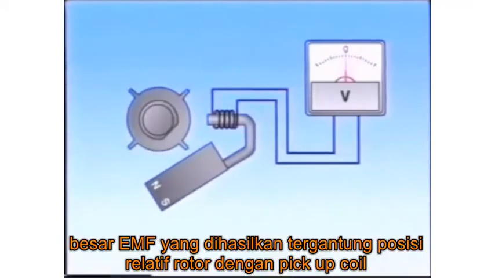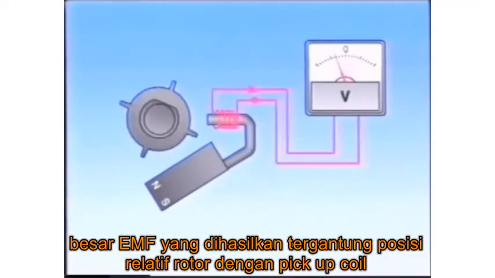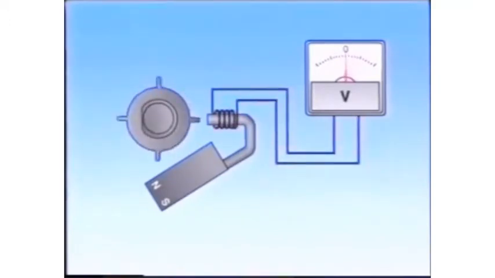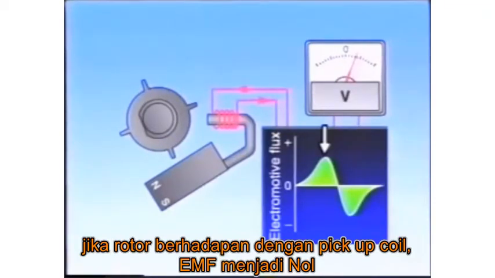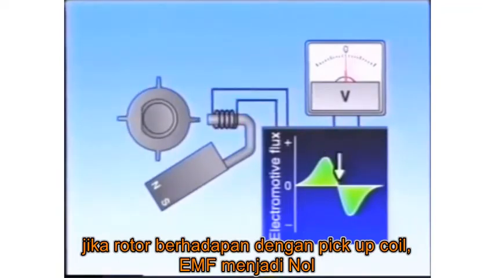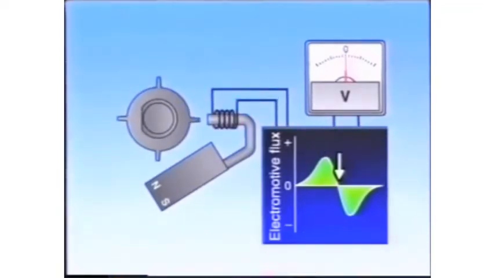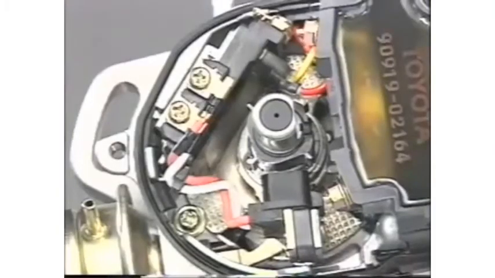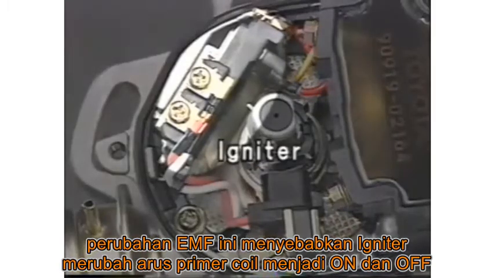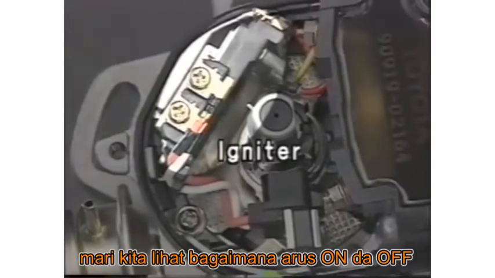The level of EMF generated depends on the relative positions of the rotor and pickup coil. When a rotor tooth approaches the pickup coil, the EMF increases, and when the rotor tooth and the pickup coil face each other, it becomes 0. When they move apart, a counter EMF is generated. These changes in the EMF cause the igniter to switch the primary current on and off. Let's take a look at how the current is turned on and off.